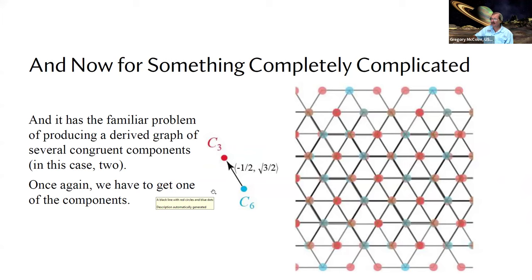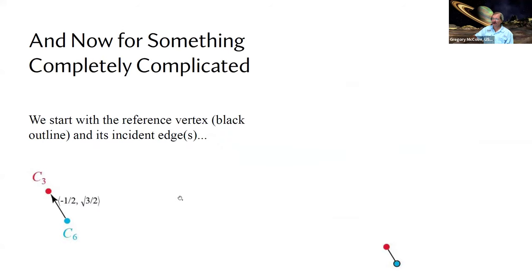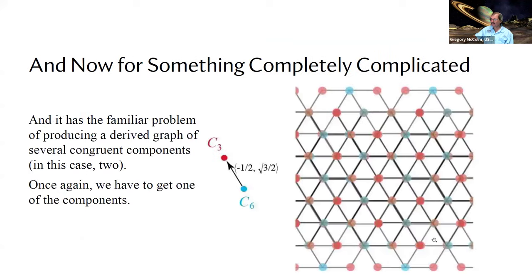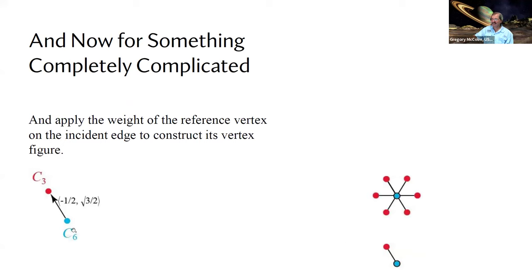The thing I want to point out as a big pain is when I make the derived graph from this voltage graph, I wind up with something that has several components. I stack them on top of each other, and it winds up looking like HXL. So once again, I don't want the entire derived graph. I want just one component of the derived graph. So I generate that component in the same way I generated a component of the derived graph for the Gross and Tucker graphs. I choose the blue orbit, and I say I'm going to have a blue vertex as my reference vertex, and I'm going to apply the translation minus 1/2, square root of 3/2 to get a red vertex. Next thing I do is I apply C6 to this edge and red vertex, and I generate all of the incident edges and neighboring red vertices.